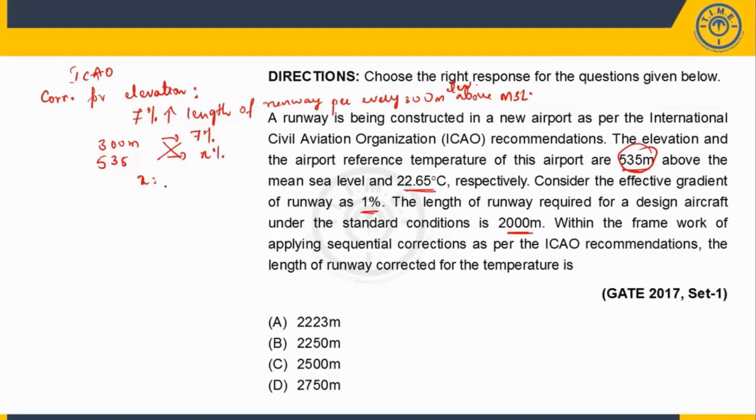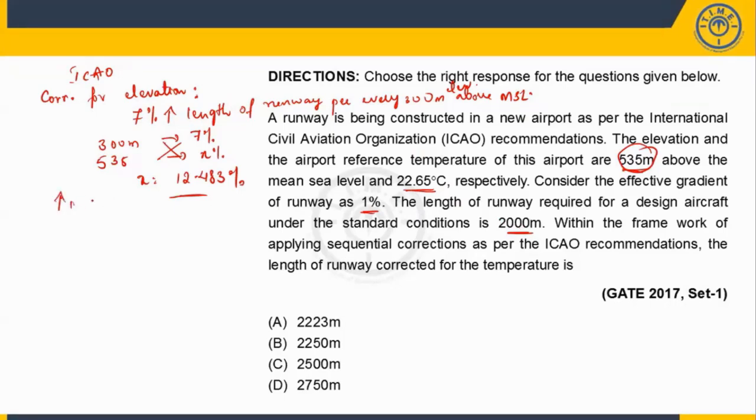Sir, to 12.48. How much is it? 12.48. Any other value after 12.48? 483. Okay, 12.483 percentage we have. Now that is for this 2000 meter.